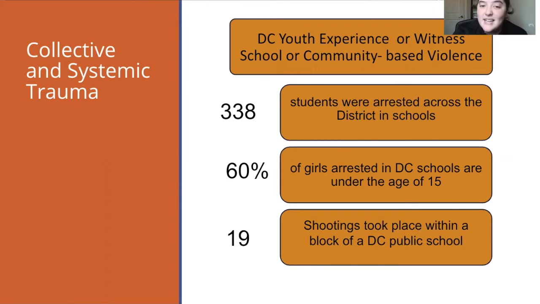Here's some more data just about some trauma that exists on the collective and systemic level. This is some data from last summer, but you can see here 338 students were arrested across DC schools. 60% of girls arrested in DC schools were under the age of 15, and 19 shootings took place within a block of a DC public school.